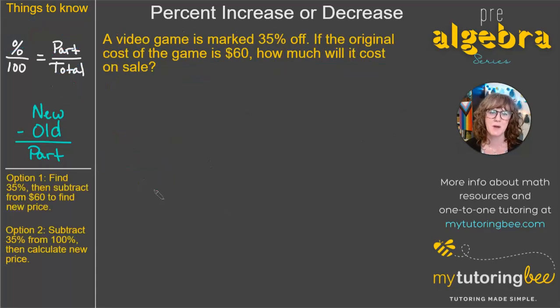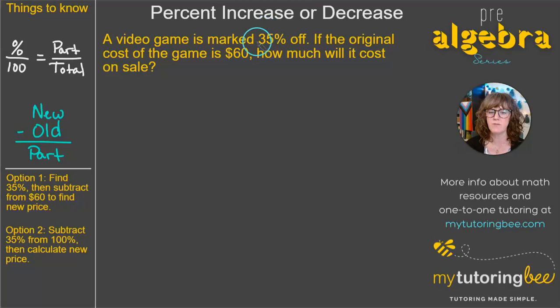Okay, for our last problem here, we've got a video game is marked 35% off. If the original cost of the game is $60, how much will it cost on sale? So this is a pretty classic percentage example, percent increase or decrease. We are obviously decreasing with this one because the amount is going down. So let's figure out how to solve this one.